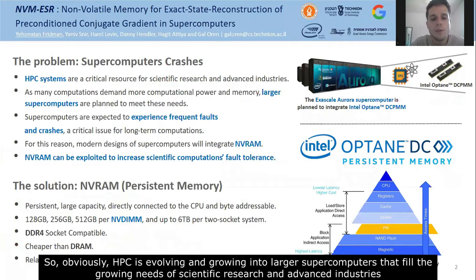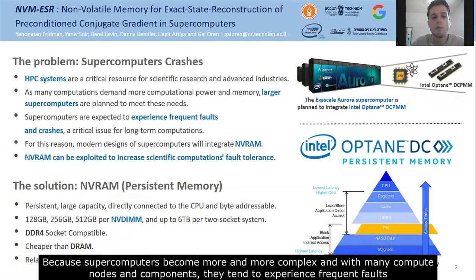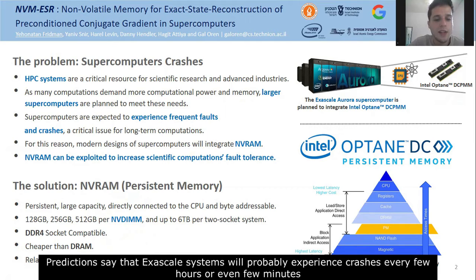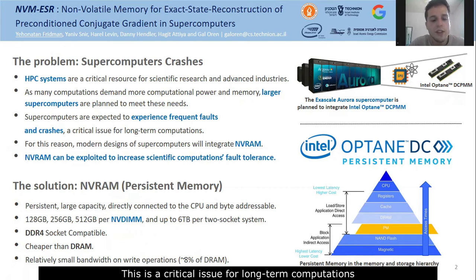So obviously HPC is evolving and growing into larger supercomputers that fill the growing needs of scientific research and advanced industries. Because supercomputers become more and more complex, with many compute nodes and components, they tend to experience frequent faults. This issue becomes highly relevant when we go to exascale. Predictions say that exascale systems will probably experience crashes every few hours or even every few minutes. This is a critical issue for long-term computations. So what can we do about it?